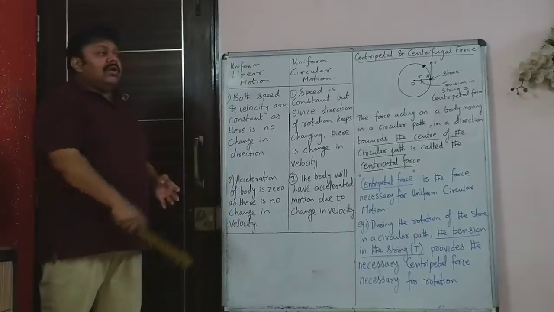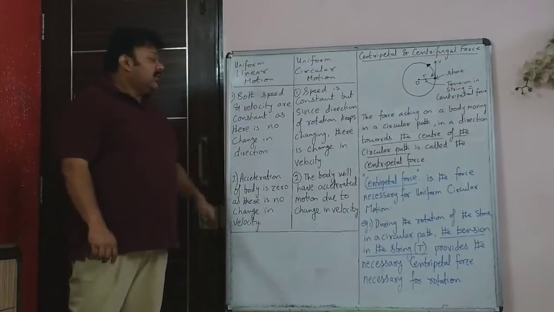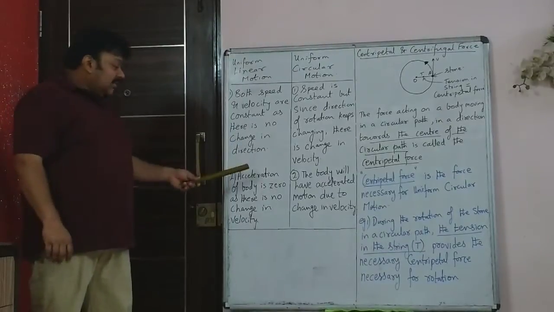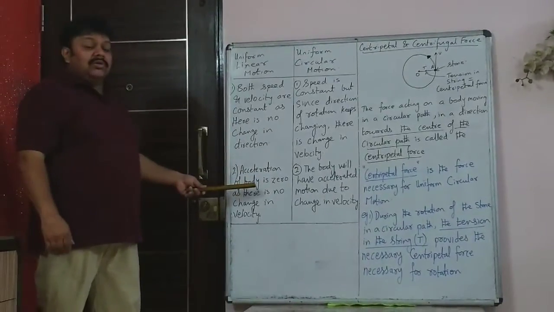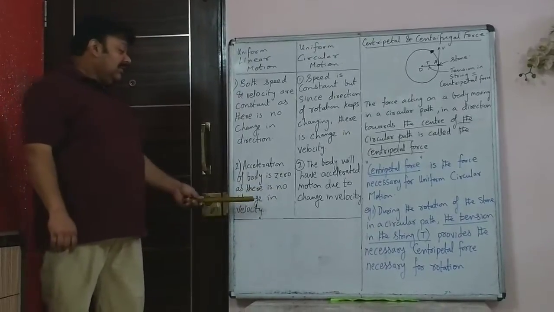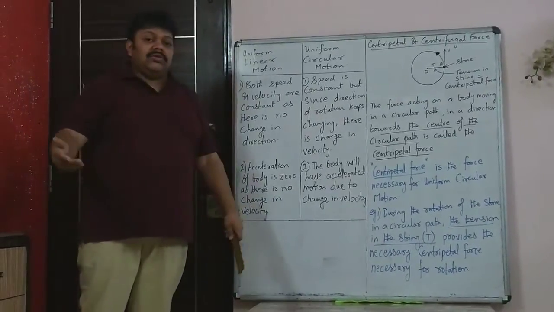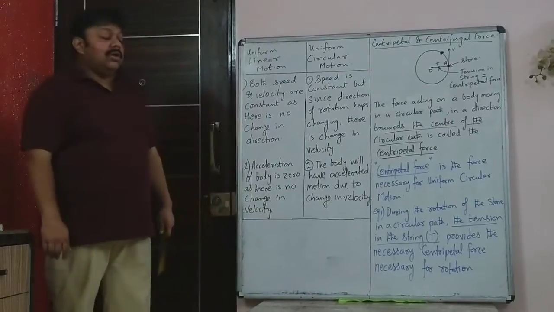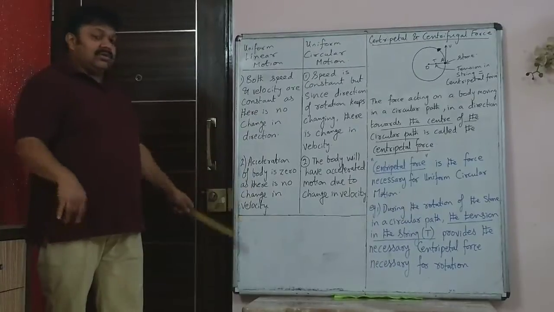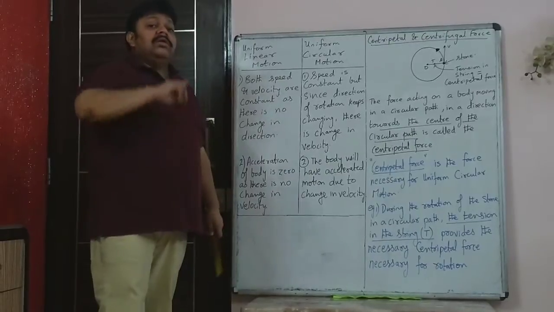So speed is constant and direction is also not changing. That means there is no change in velocity. So both speed and velocity are constant. If velocity is constant and speed is also constant, that means the acceleration of the body will be 0. There is no change in velocity, so there is no acceleration. You know, acceleration is v minus u, or change in velocity upon time. So there is no direction change, no speed change. So acceleration is 0. Whereas in uniform circular motion, you just learned it, the speed is constant.